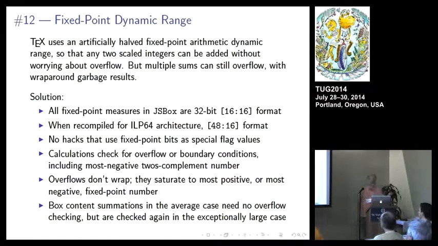Overflows saturate, they don't wrap, because that increases the chance of a cascade of errors, which stops the job earlier. And you actually don't need to check for overflow on box content summations except in exceptionally large cases. So it doesn't actually spend any time checking for overflow in box summations if it can prove that no overflow could ever happen. If it's possible that overflow could have happened, it'll go and actually resum everything. So that's kind of an overview of what I've got.